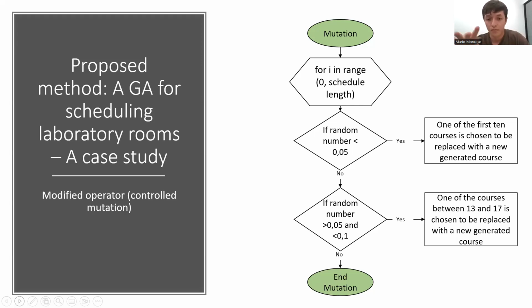Otherwise, if the number is higher than 0.05 but lower than 0.1, one of the courses between 13 and 17 is chosen to be replaced with a new generated course. This is done to give some variety to the next population and help the algorithm converge faster.